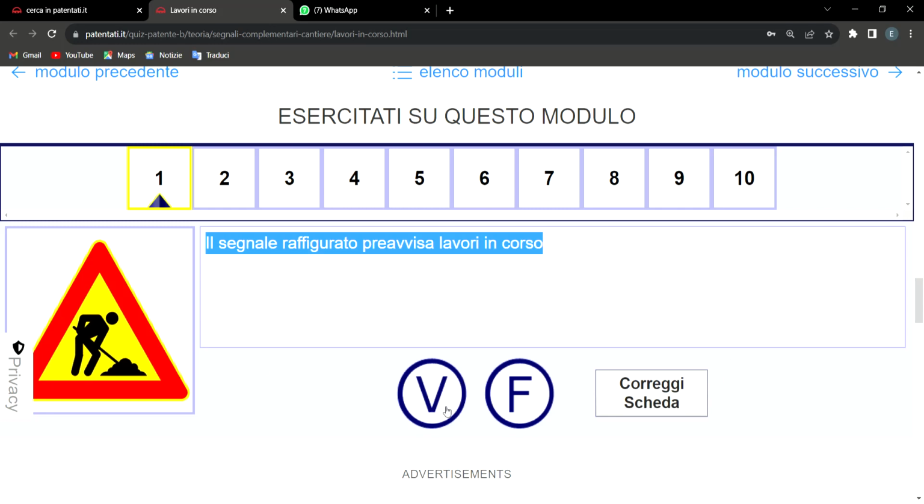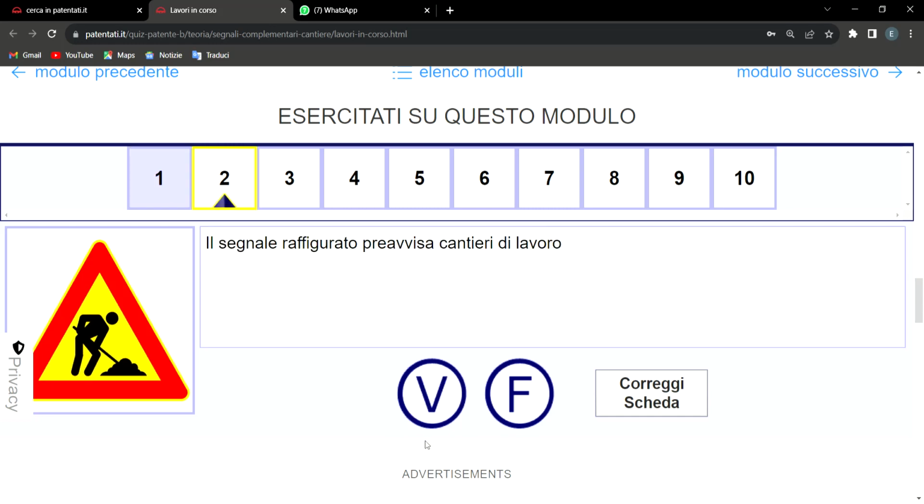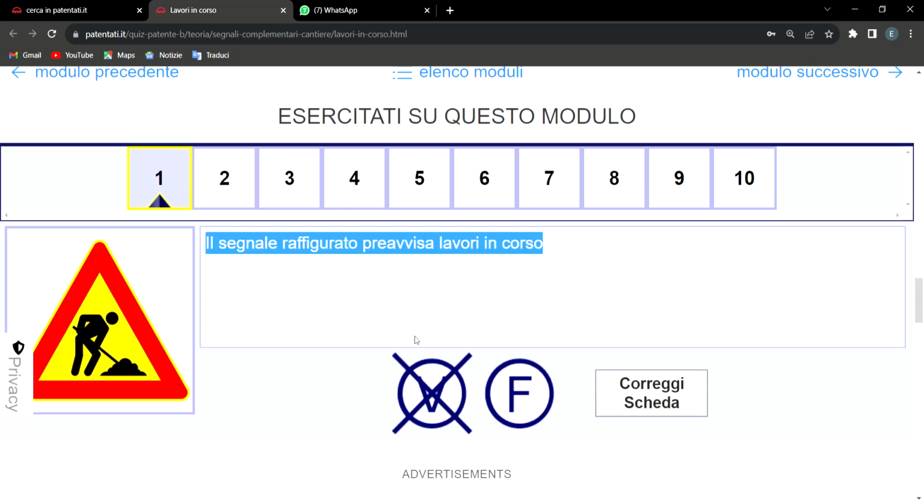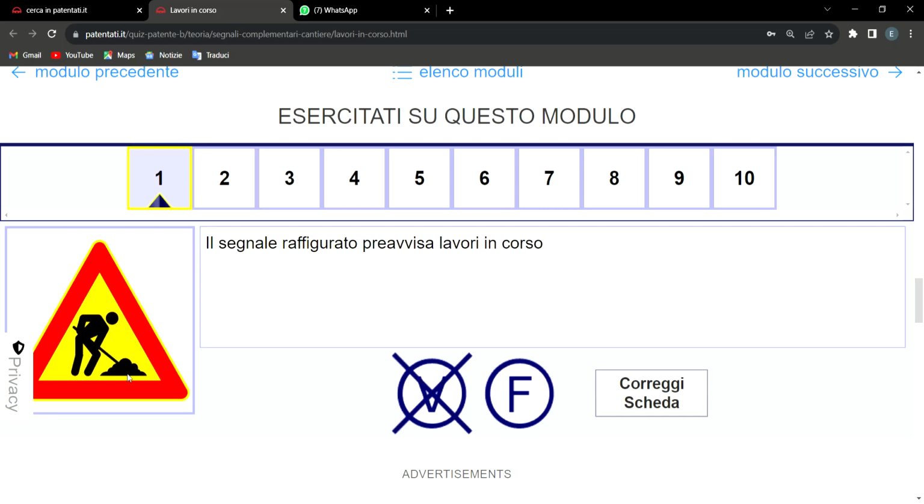The answer to number one question is vero. Now, why is it vero? It's vero because this very sign known as lavoro in corso indicates or previews that there are some people working on that very road. So this is the reason why number one is vero.